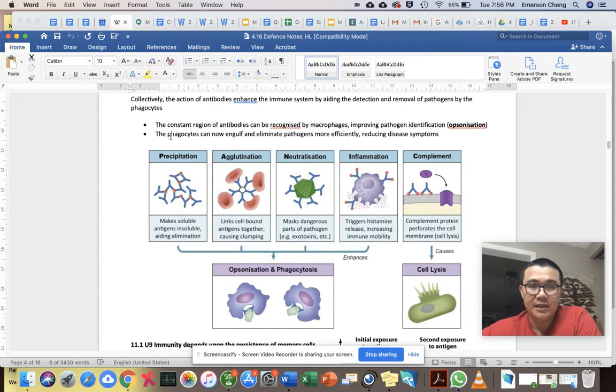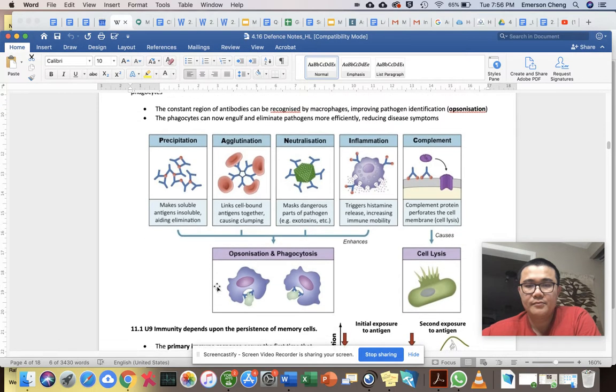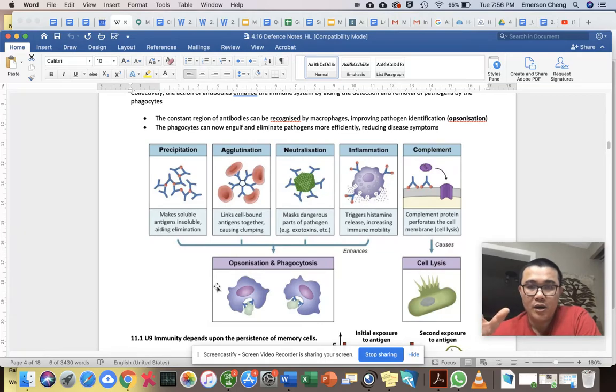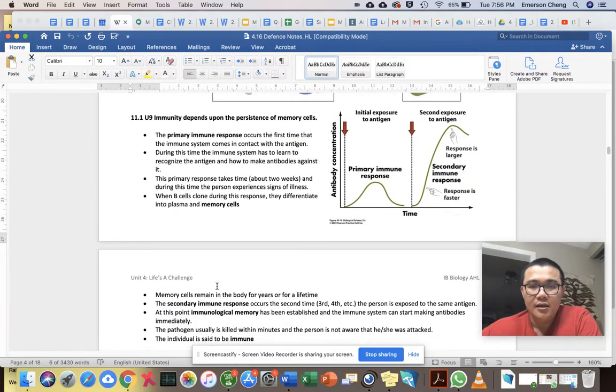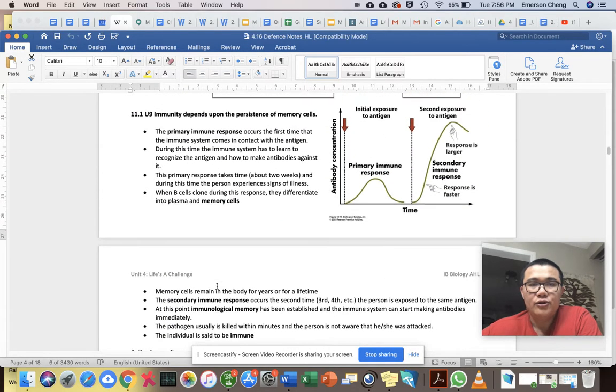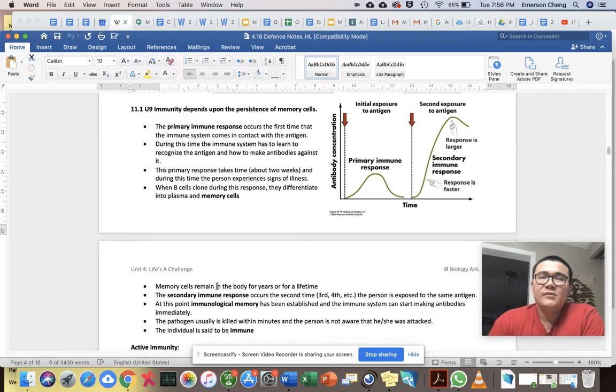So here are some diagrams explaining it. You can read that. Any questions? You just kind of have to know this part and memorize it. Now, in terms of antibody and immunity.